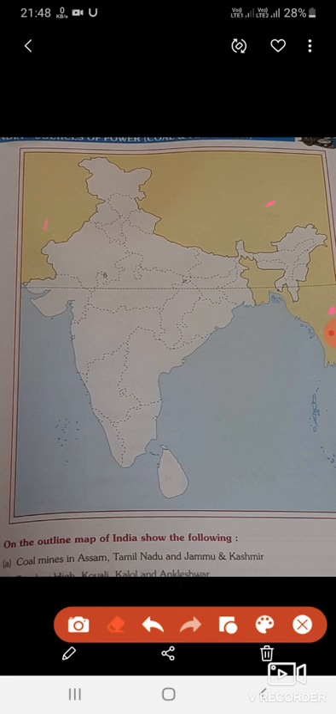Now you can see the Tropic of Cancer line. You have to just name the states through which the Tropic of Cancer passes.